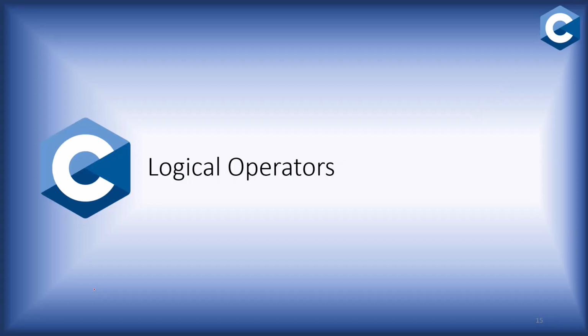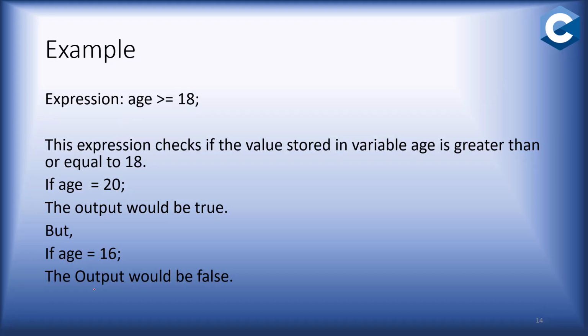It's important to note that relational operators result in Boolean values, either true or false. These values can then be used in control structures, like if statements, to make decisions in your program.